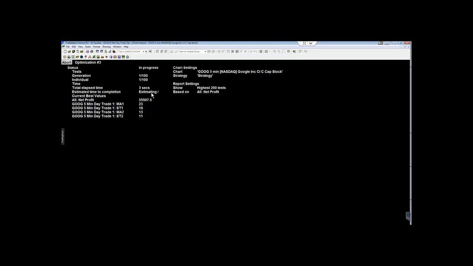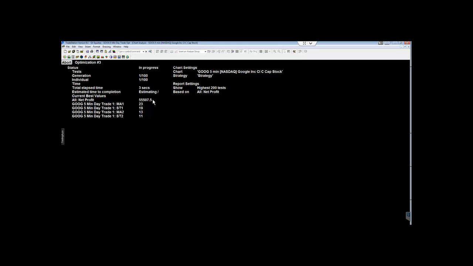We've gone for 3 seconds. All of it, we've got $55,007, $55,507 so far using this set of variables. Remember, we did 5 through 25 for these two. We did 3 through 15 on these two. It's going to tell us here pretty quickly how much time we have left. I can tell you it's going to take several hours.